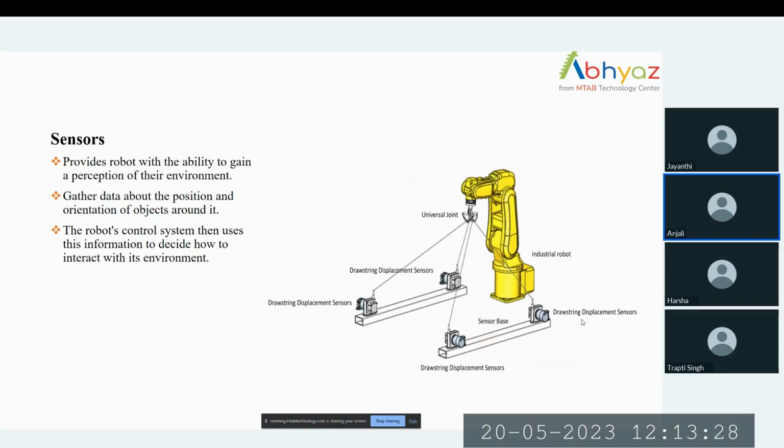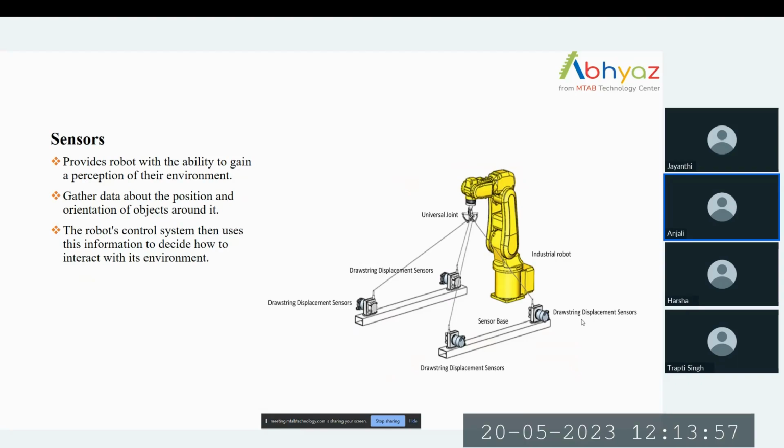The next thing is sensors. Sensors are essential components of robotic systems. They provide the robot with the ability to gain a perception of its environment. Sensors gather data about the robot's surroundings, which includes the position and orientation of objects around it and of the robot itself. The robot control system then uses this information to decide how to interact with the environment.